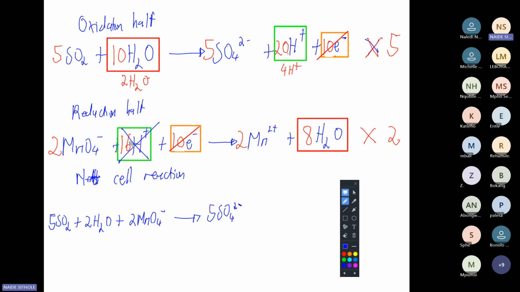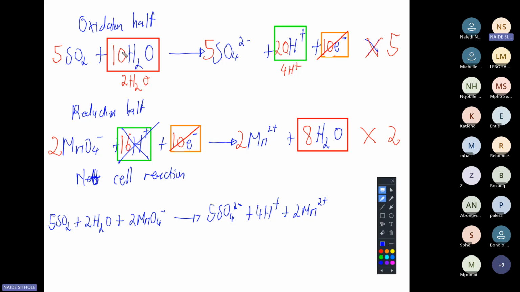Remember, when I subtract that 16, what am I left with? The 4. So 4H+. And then I circle. Now I'm left with this: 2Mn2+. This 8 I circle because it's a minus, as is that 10. Then that's my net cell reaction. Yes. That's my net cell reaction.